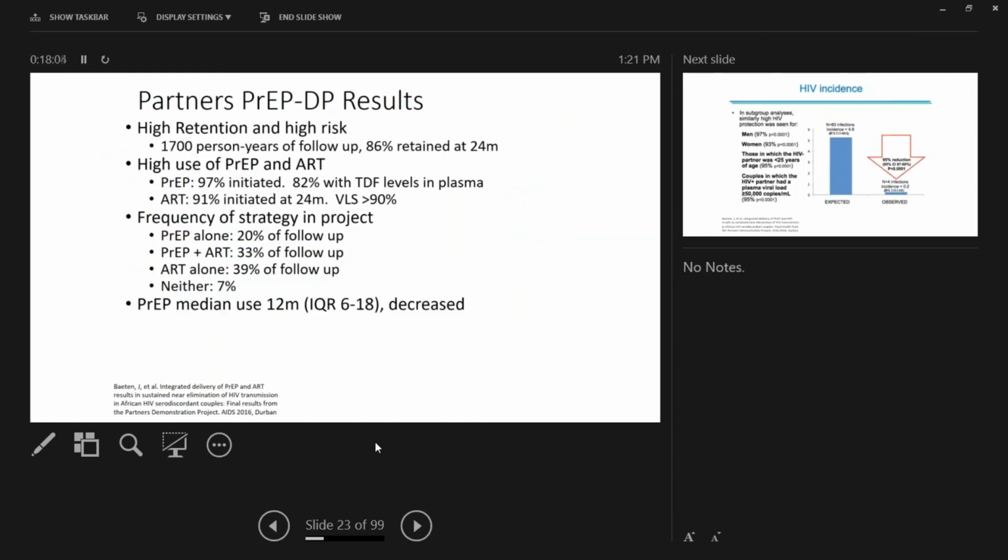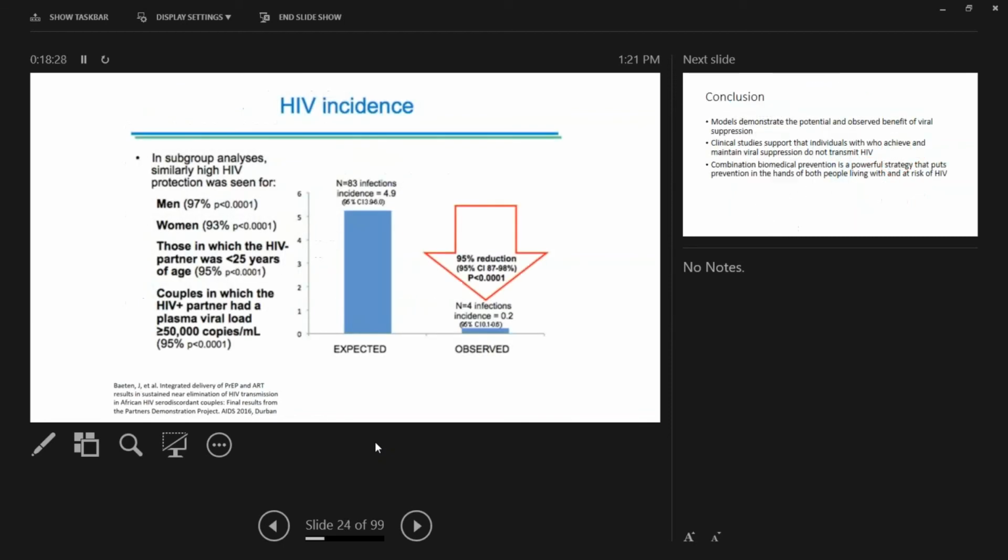Next slide, please. In this study, they had a lot of people who were recruited. A lot of folks went on PrEP, 97%. Most of them were adherent. 91% went on antiretroviral therapy, had high levels of viral suppression. And the study measured about 20% of time on PrEP alone, 30% of time on PrEP and antiretroviral therapy, and 40% of time on antiretrovirals alone, 7% on no intervention.